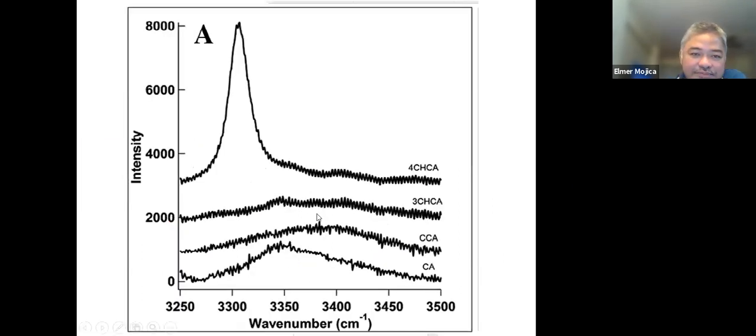And when we compare the peaks, we found out that at the wave number around 3300, only the 4-cyanohydroxycinnamic acid has a peak. So what does this region represent? Anyone? Recall your Orgo or 140. What does the 3300 represent? What functional group do they represent?